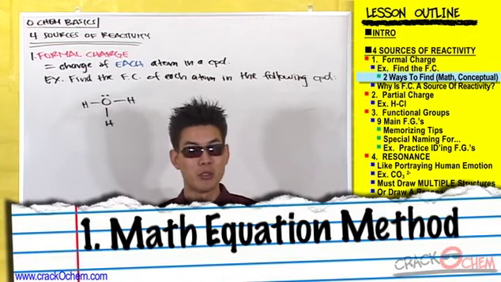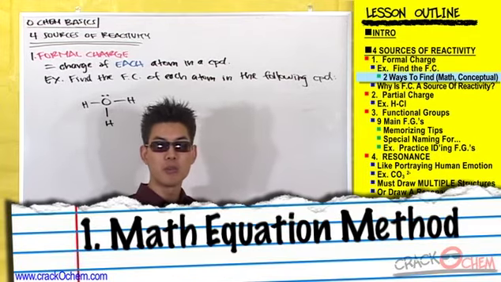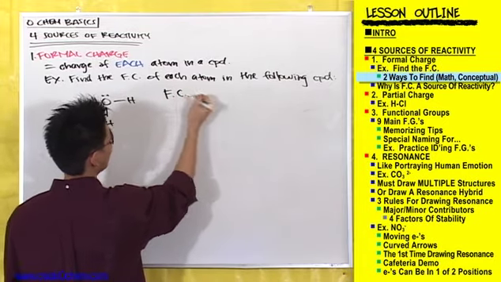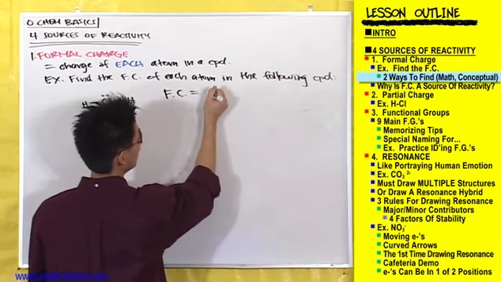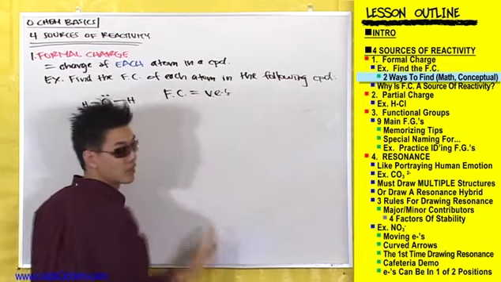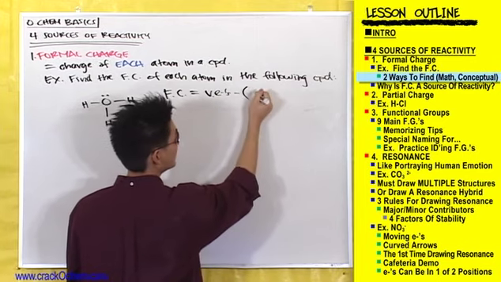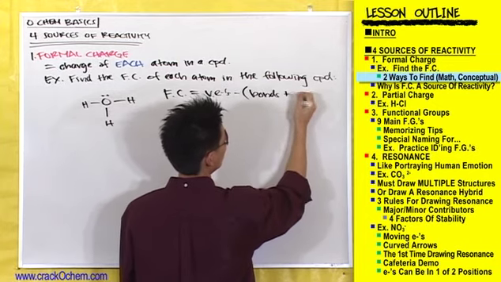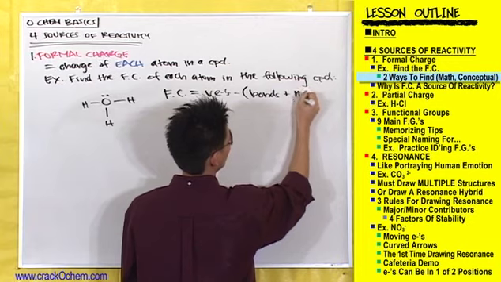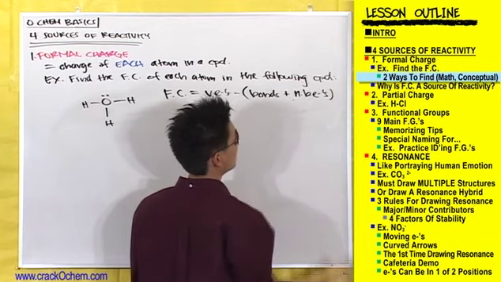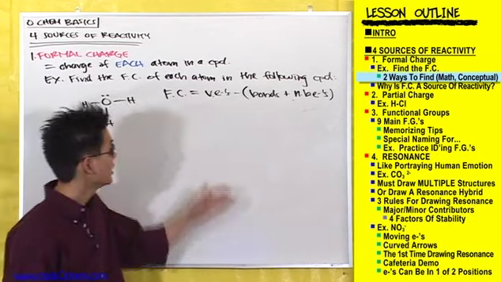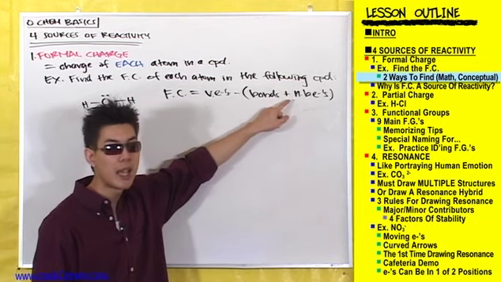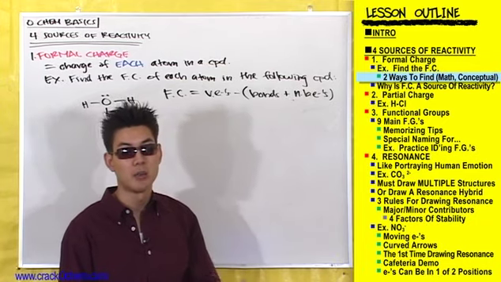But hey, let me show you the math way first. You may have seen this equation before in GChem, and it goes like this. Formal charge, Fc, equals the number of valence electrons, VEs, minus parentheses, the number of bonds plus the number of non-bonding electrons. I'm going to abbreviate that by putting NBEs, non-bonding electrons. So what this stands for is formal charge equals the number of valence electrons minus the number of bonds added to the number of non-bonding electrons on the atom you're talking about.